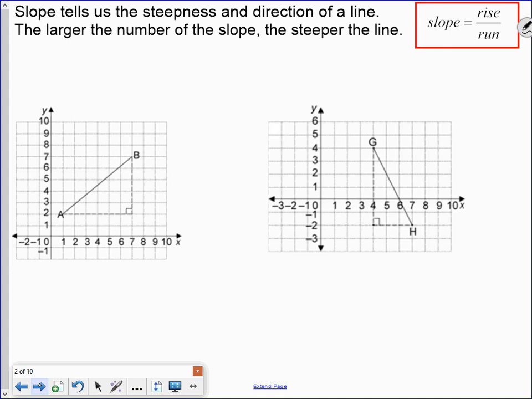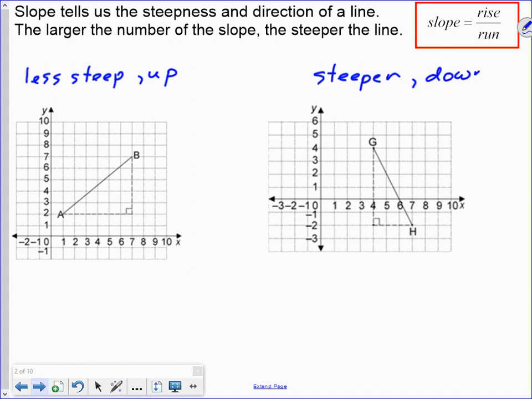So we've got two graphs of two lines here. We've got line AB and we've got line GH. Just by looking at the graphs, we can see that one of these lines is steeper than the other. Okay, line GH over here is the steeper one, and this one here is less steep. The other difference we can see in these two lines is line AB is going sort of up as we go from left to right. GH is going down as we go from left to right. And we're going to talk about how these two descriptions of the lines are reflected in the slope that we calculate when we do our calculation here.